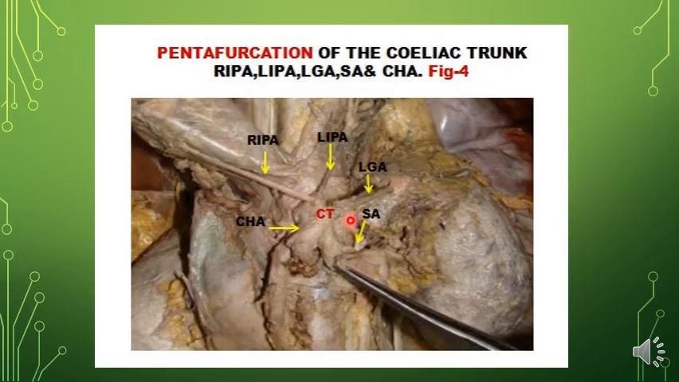So this is one anomaly of the celiac trunk, wherein you see pentafurcation. That means the celiac trunk, instead of trifurcation into left gastric, splenic and common hepatic, divides into 5 branches. That means the right inferior phrenic artery and left inferior phrenic artery are also derived from the celiac trunk here. So one trunk and you are seeing 5 branches. So this is called pentafurcation of the celiac trunk.